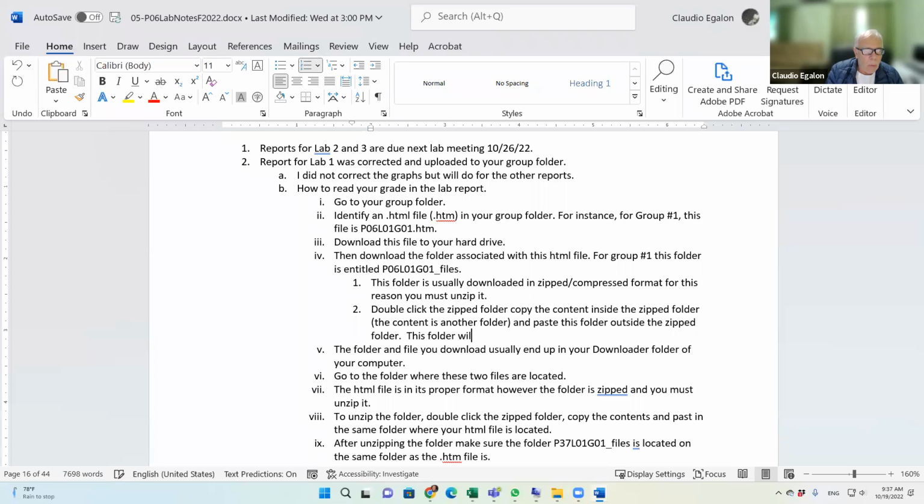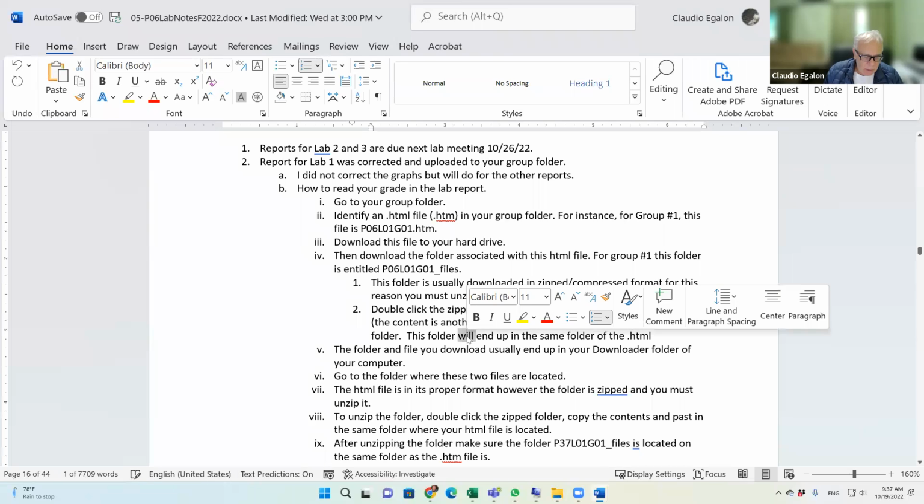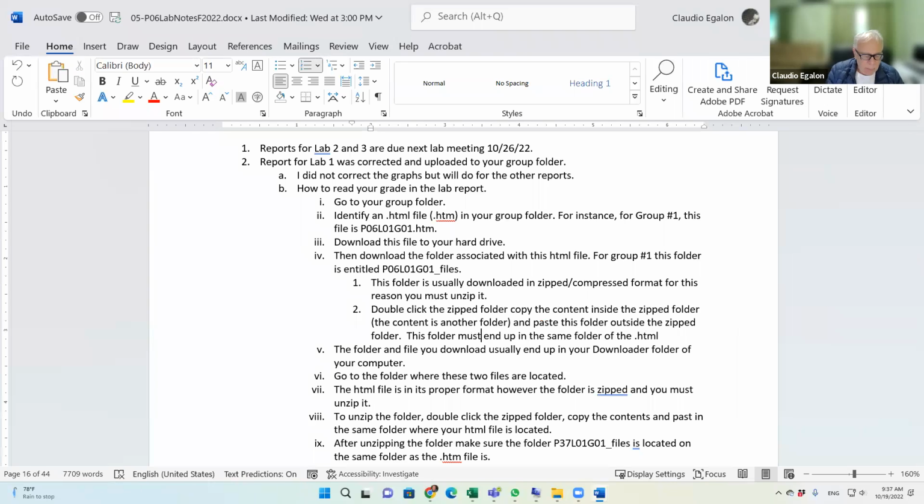This folder will end up in the same folder as the HTML file. This folder must end up in the same folder as the HTML file. Okay, let's see here. Download this file to your hard drive. Okay.